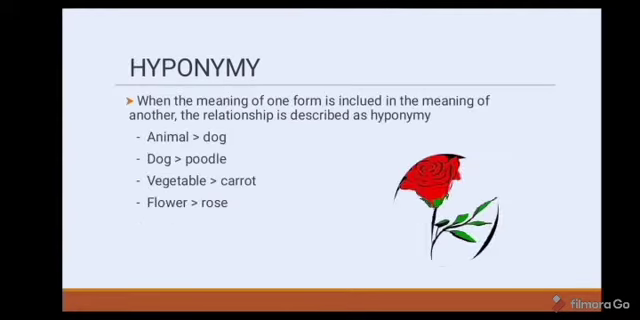The third is hyponym, when the meaning of one form is included in the meaning of another. The relationship is described as hyponymy. For example, animal, dog, poodle, vegetable, carrot, flower, rose.